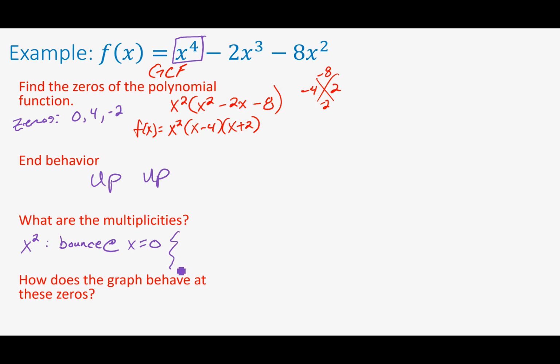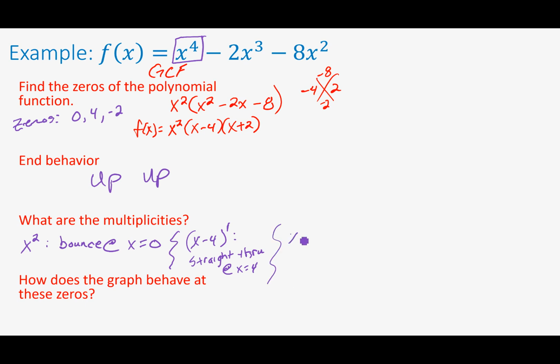And then I have x minus 4. This has a multiplicity of 1, because really there's a 1 on the exponent that we don't write. And so I know this is going to mean straight through at x equaling 4. Because x minus 4 had a multiplicity of 1. Multiplicity of 1 tells me it's straight through. So specifically at 4, I know my graph is going to go straight through.